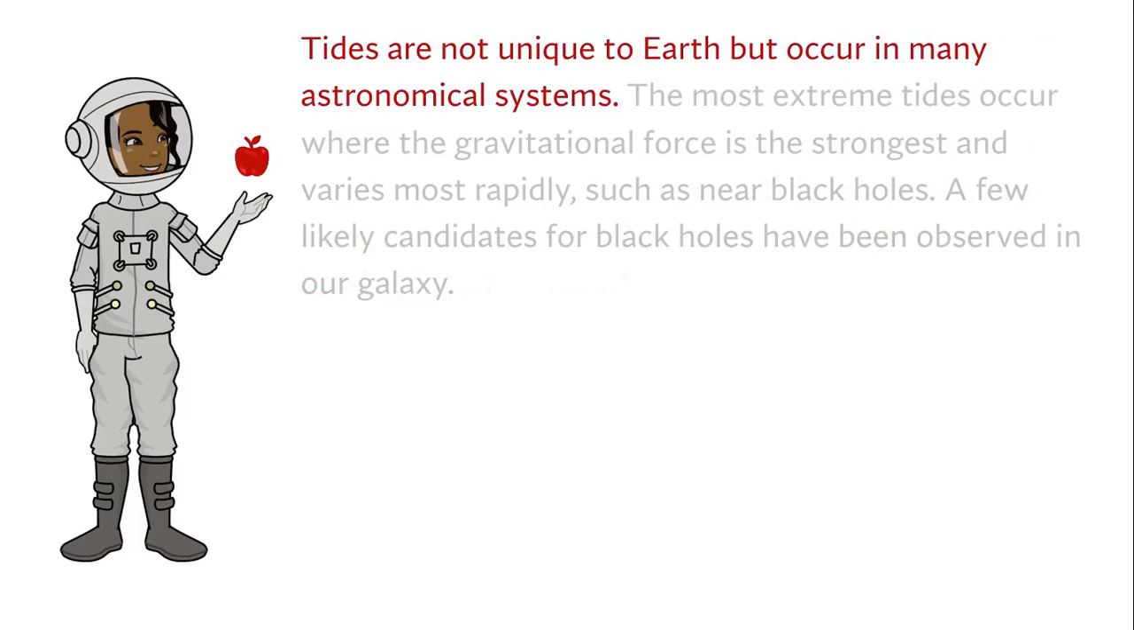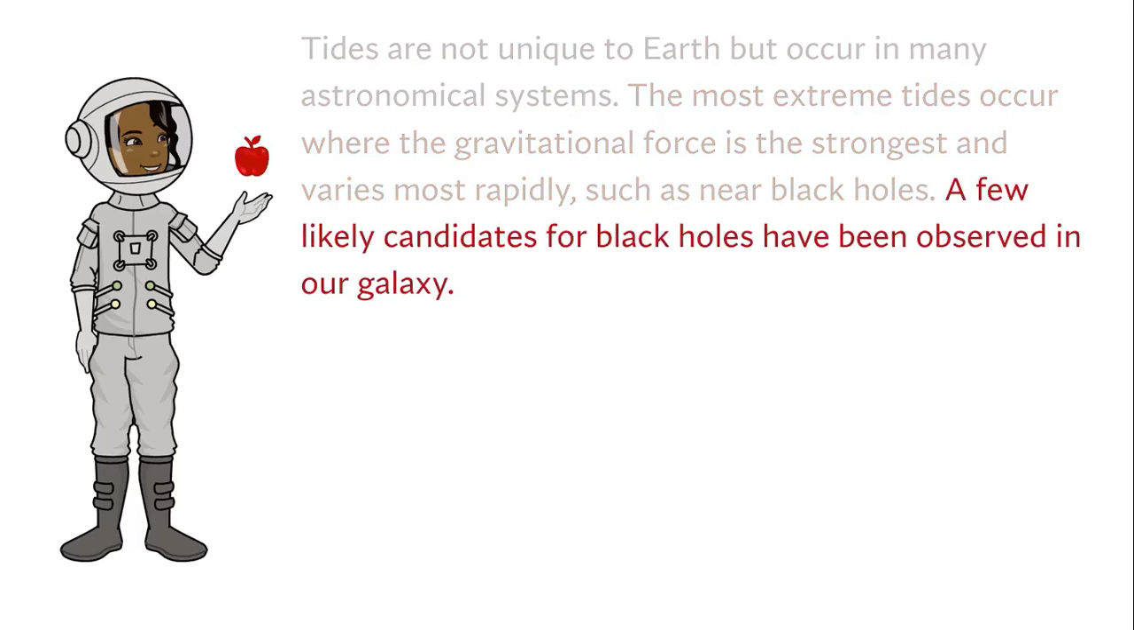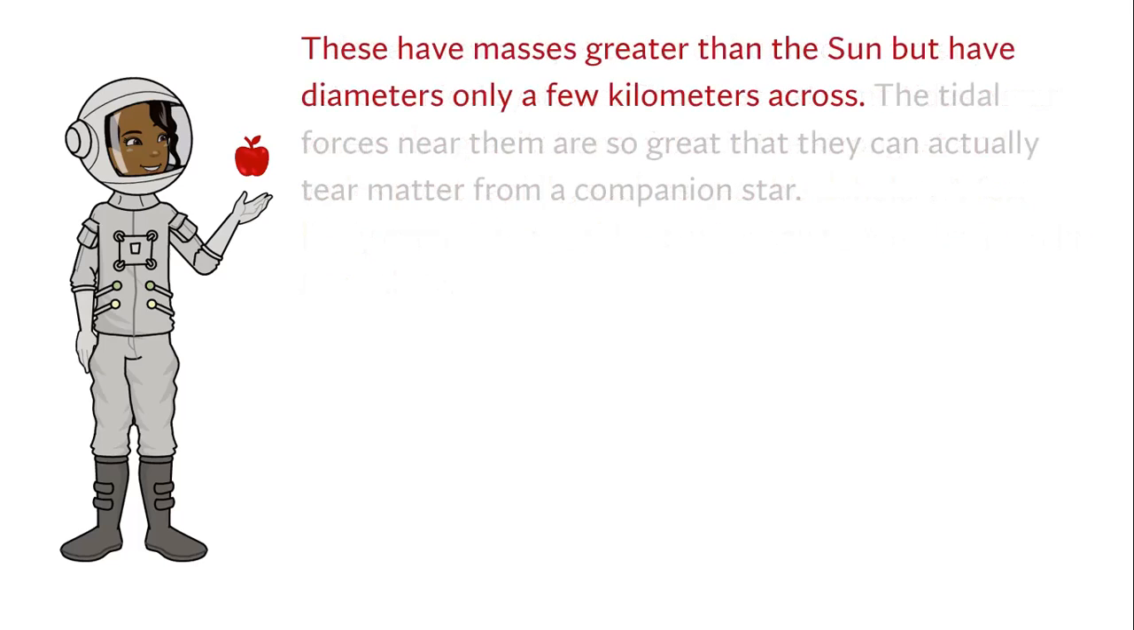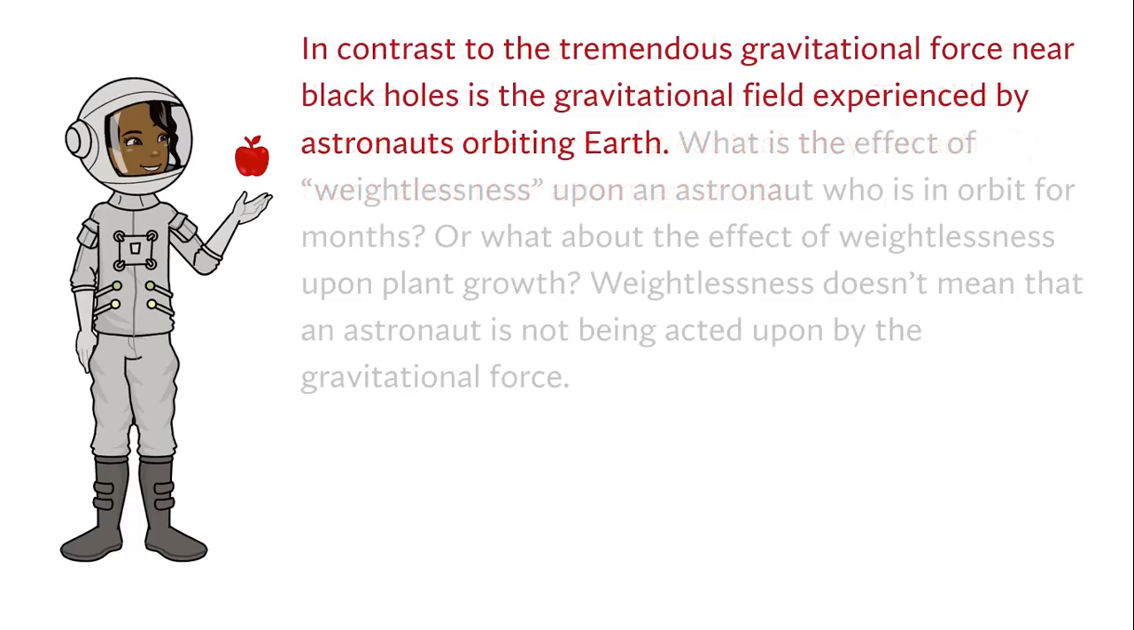Tides are not unique to Earth, but occur in many astronomical systems. The most extreme tides occur where the gravitational force is the strongest and varies most rapidly, such as near black holes. A few likely candidates for black holes have been observed in our galaxy. These have masses greater than the sun, but have diameters only a few kilometers across. The tidal forces near them are so great that they can actually tear matter from a companion star.